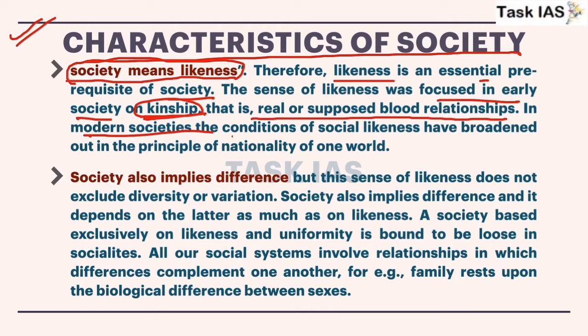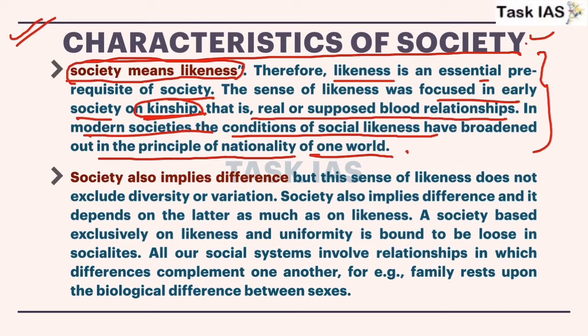In modern societies, conditions of social likeness have broadened and extended to the principle of nationality and one world. So it shows that earlier the definition of society was limited to kinship relationships, but now in modern society this definition has changed, and you can even consider that students of a school are part of one society. Now workers of any organization or company are part of another society, and then a bigger society, that is a modern state, and its members are part of another different society. But they have something common, that is likeness.